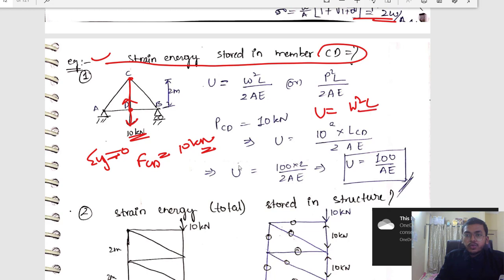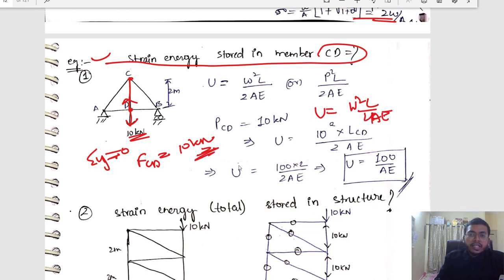W square L by 2A. So what is the axial force developed? 10 kilonewton. Just substitute that, you will be getting your answer. So W square L by 2AE. Let me substitute W square. I got 10 kilonewton, right?